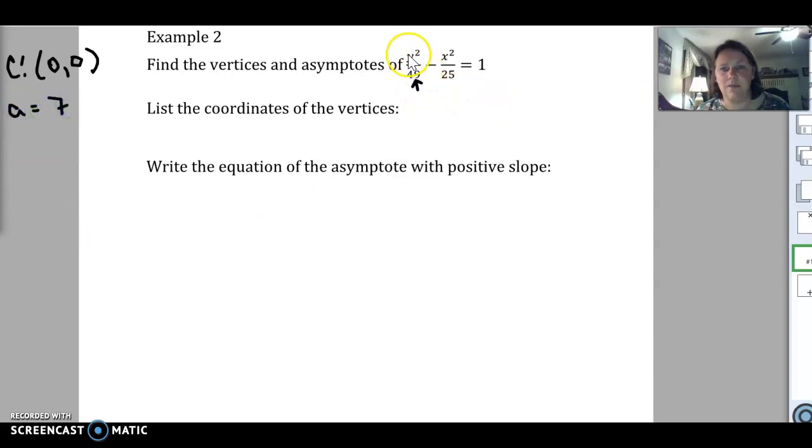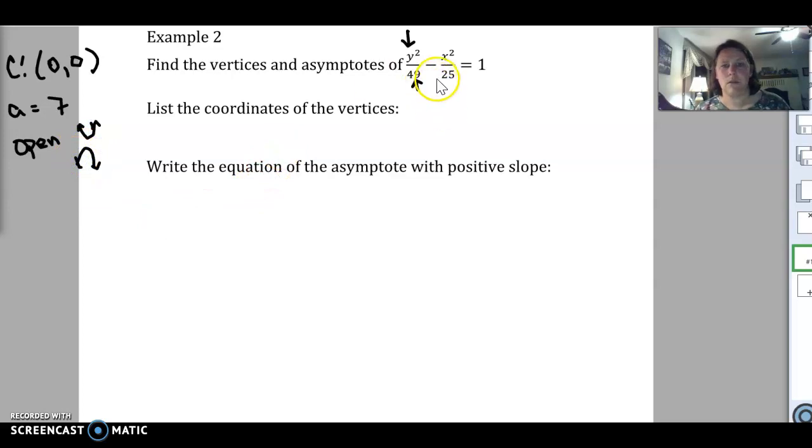Now, what is above the A is also very important because it tells me which direction my hyperbola is going to open. So the y squared comes first. That means that it's going to open up and down. So it's going to open up and down like this.